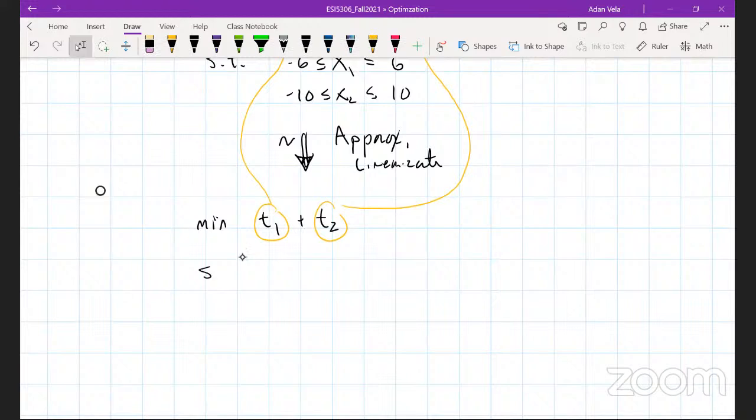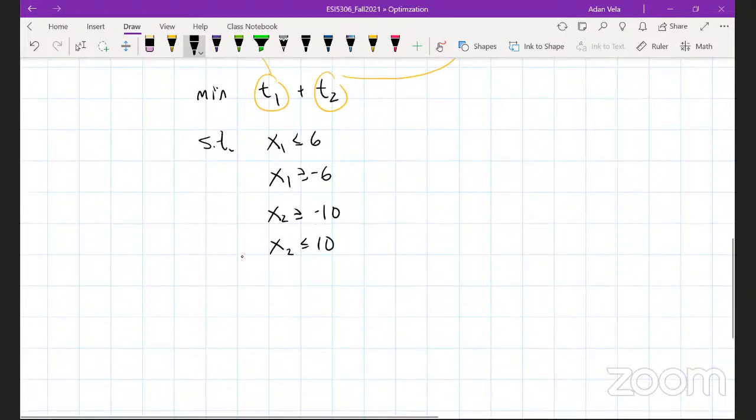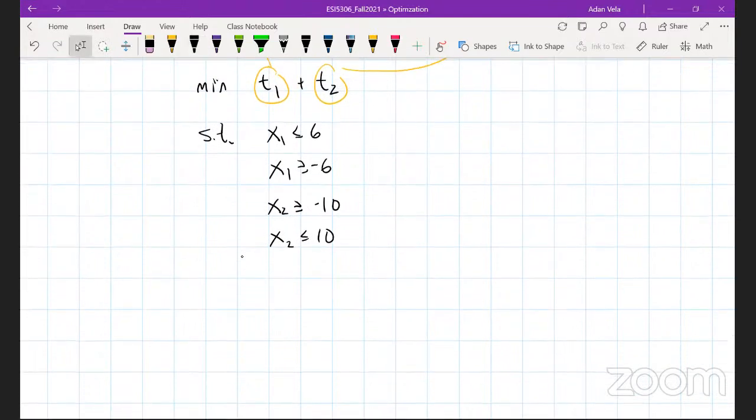With that, we still have our constraints on x1 and x2. So we bounded them by 6 and -6 for x1. And then for x2, we bounded them between -10 and 10. We're then going to have a series of approximations for the exponential and for the quadratic. And these are going to map back to the T1 and T2.